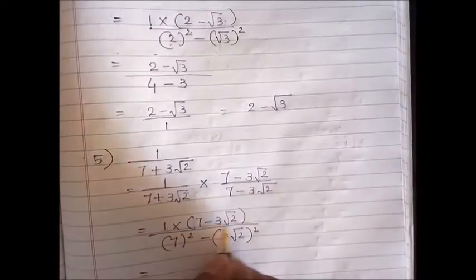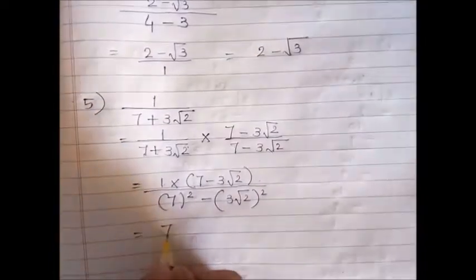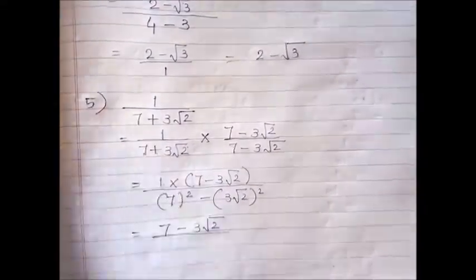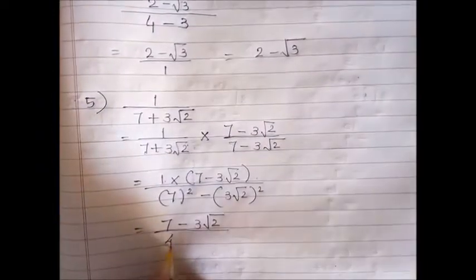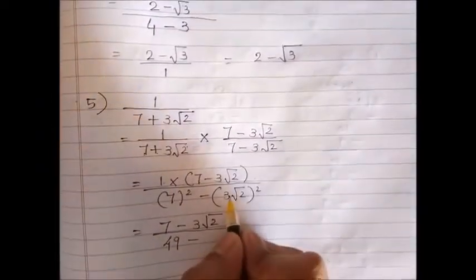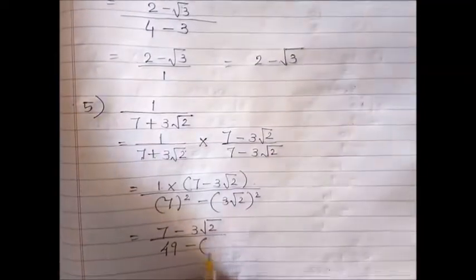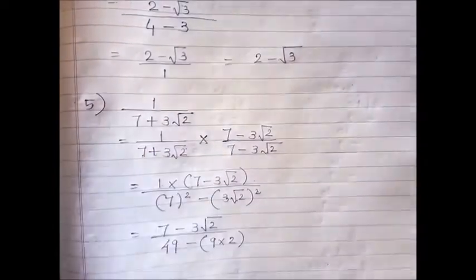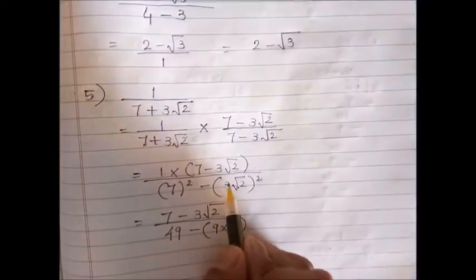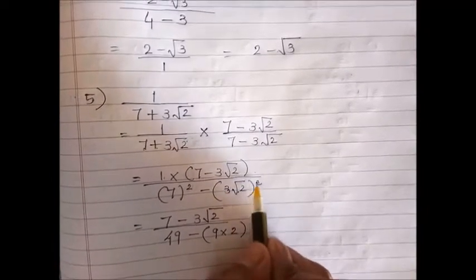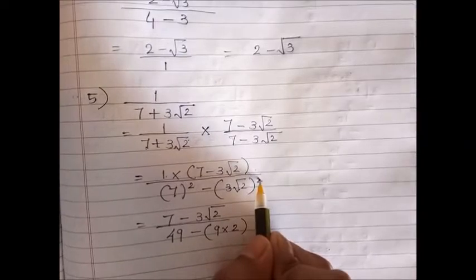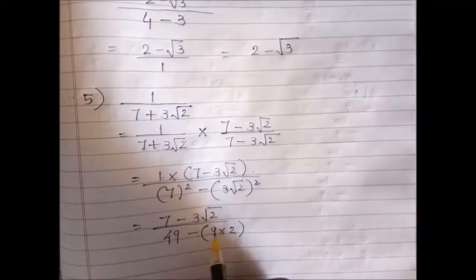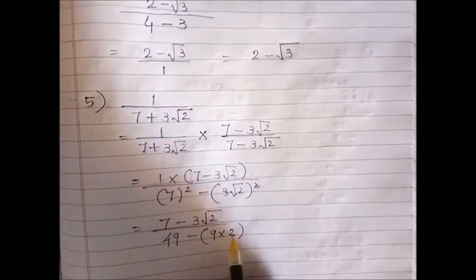Now here 1 multiplied by this entire bracket. So 7 minus 3 root 2 whole divided by 7 square, that is 49, minus here 3 square, that is 9, multiplied by root 2 square, that is 2. Again I am repeating, it is 3 into root 2 whole square, that means 3 square multiplied by root 2 square. So 3 square comes 9 and root 2 square comes 2.